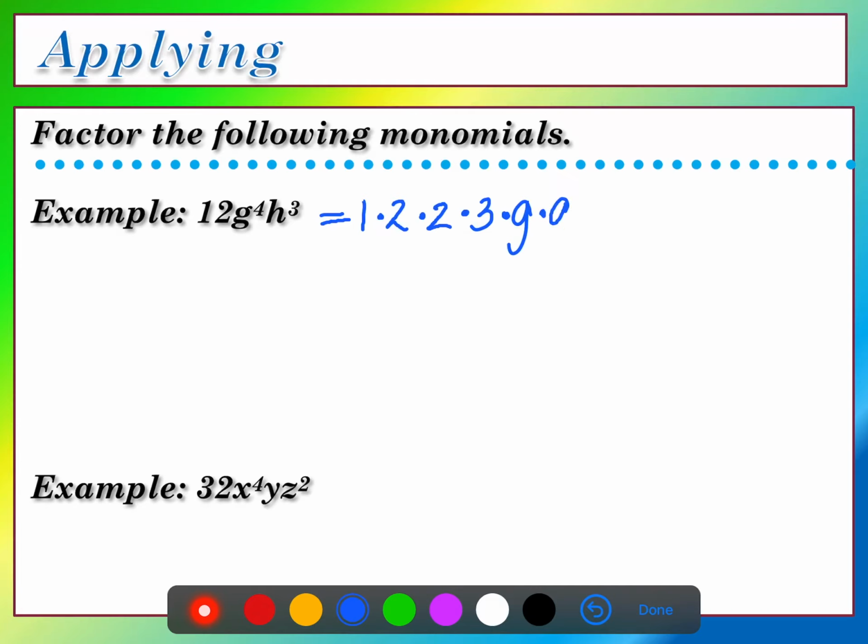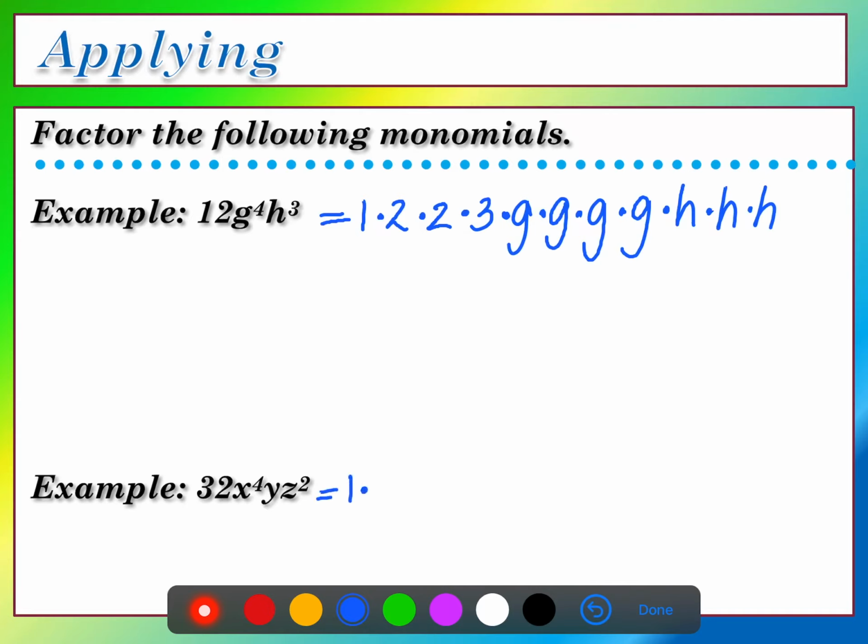And then the variable is the easy part. So g to the 4th, h to the 3rd. But that is our monomial factorization there for 12g to the 4th, h to the 3rd. So why don't you go ahead and pause your video and see if you can factor 32x to the 4th yz squared on your own, and then come back in and check your answer.